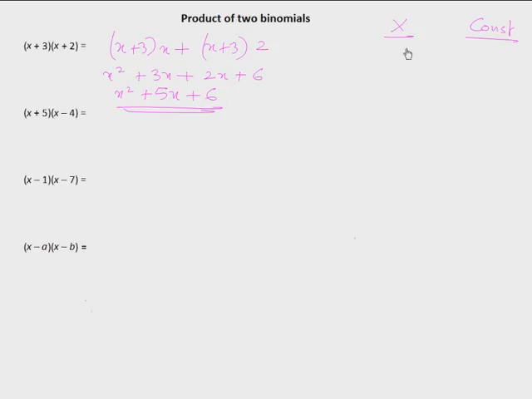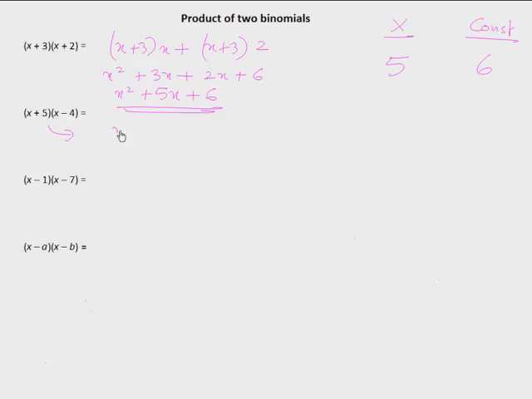So let's look at the product of two typical binomials. So x plus 3 into x plus 2. We're just using the distributive property several times to solve this. So I get x plus 3 into x, plus 3 into 2, which ends up being x square plus 3x plus 2x plus 6, which is x square plus 5x plus 6. So what's the term in x? What's the constant term? I'm going to write those down. The term in x was 5 and the constant term was 6.